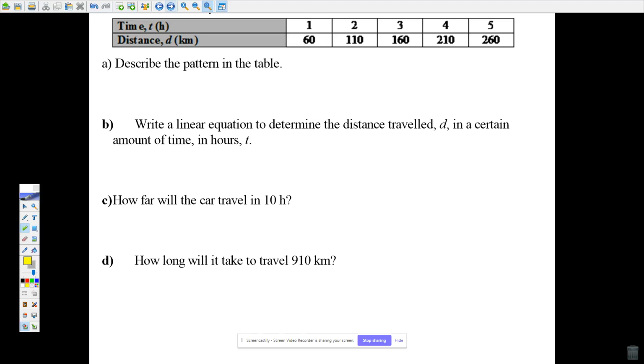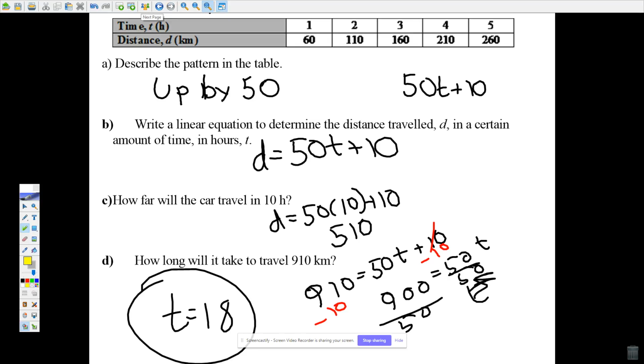Finally, please attempt this one. The answer is, the pattern is going up by 50. The equation is 50t plus 10. In 10 hours, the car could travel 510, and it will take 18 hours to travel 910 kilometers.